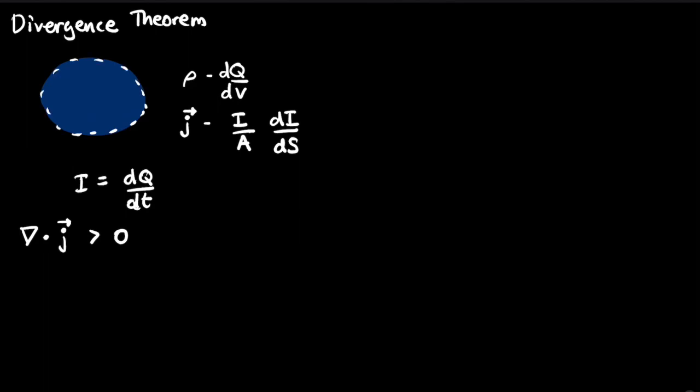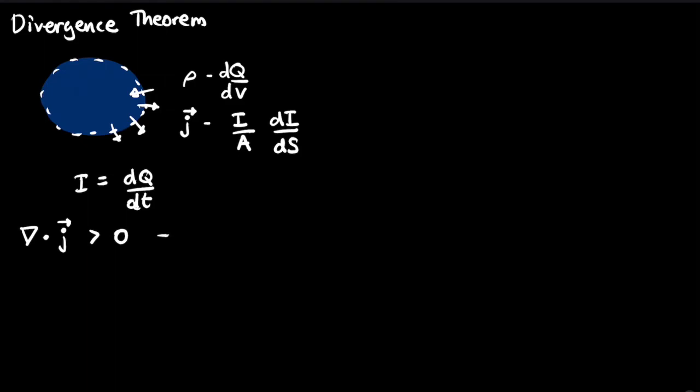Now, why do I say there's a net decrease? Well, if current's flowing out through here, then where's this current coming from? It's going to be coming from this charge right here. If there's charge inside and we find that there's more current going out than there is going in, then that must mean that charge is leaving the volume right here.